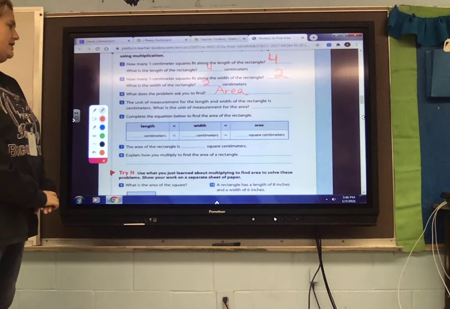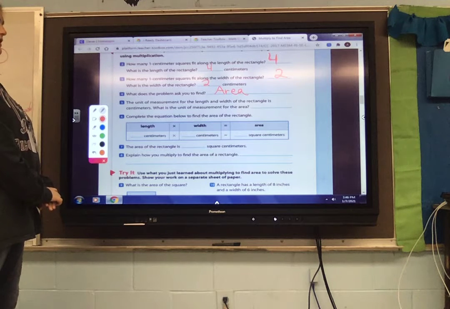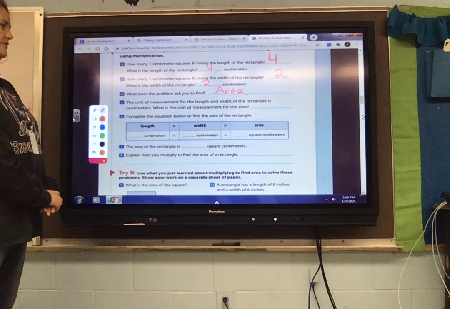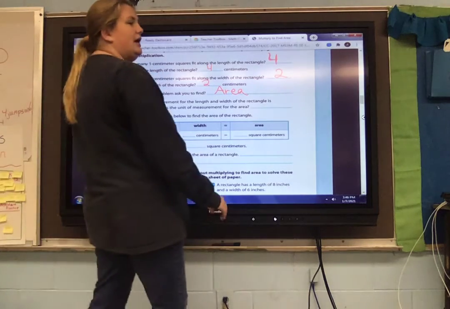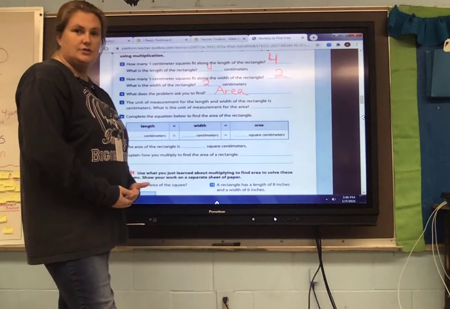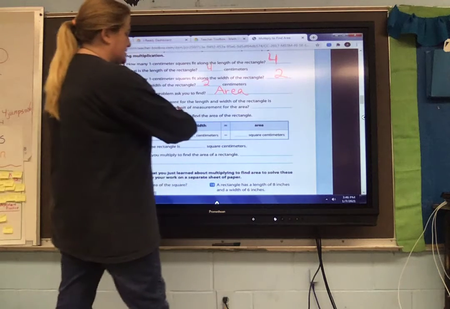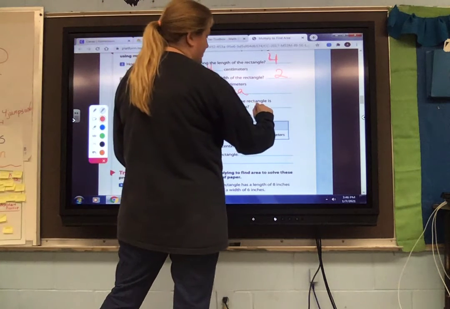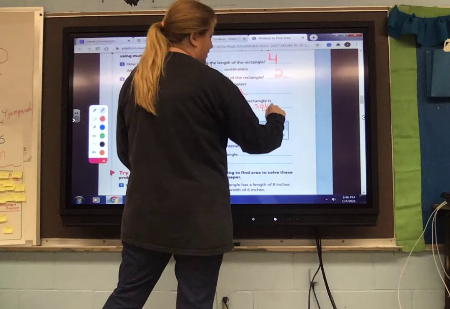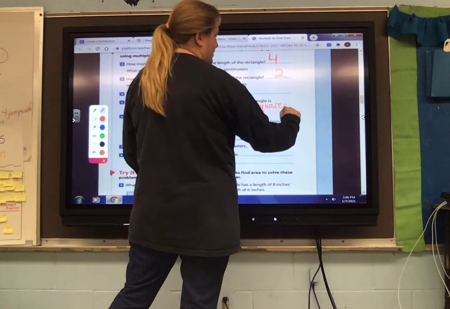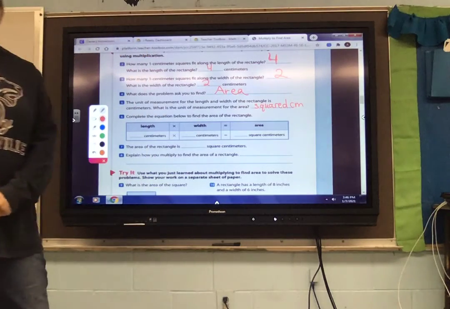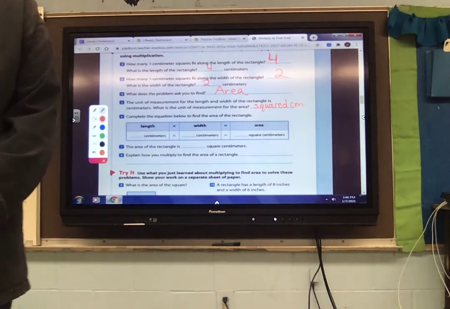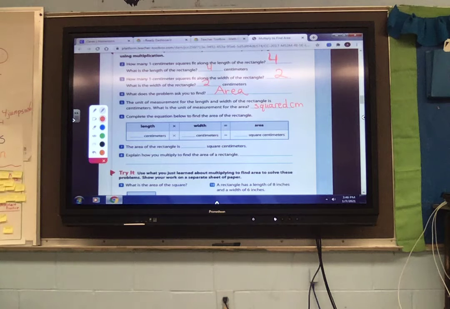Number 5, the unit of measurement for the length and width of the rectangle is centimeters. What is the unit of measurement for area? When we're doing area, we're counting squares. So our measurement is still going to use centimeters, but they're going to be squared. So we're going to put squared centimeters, and I'm just going to abbreviate that as cm because I don't have a very long blank to write in centimeters.